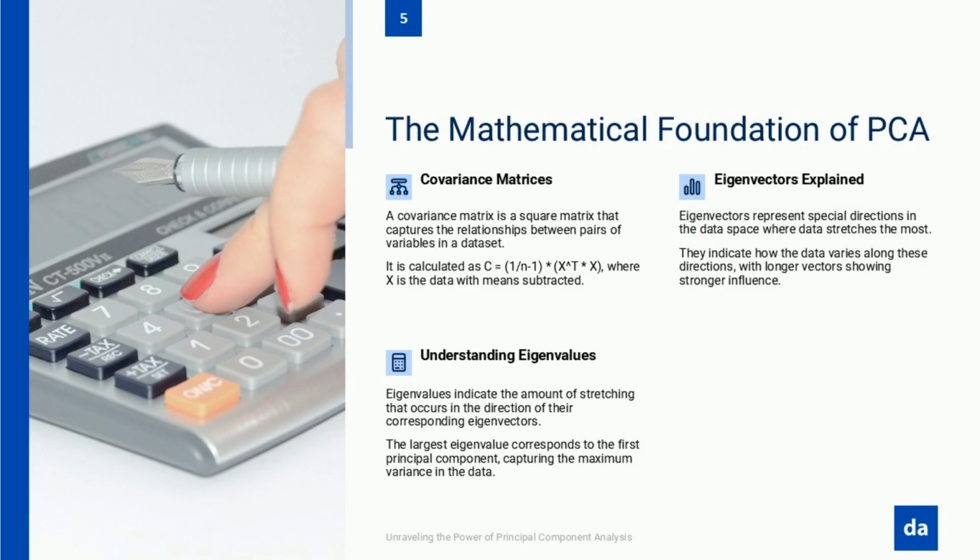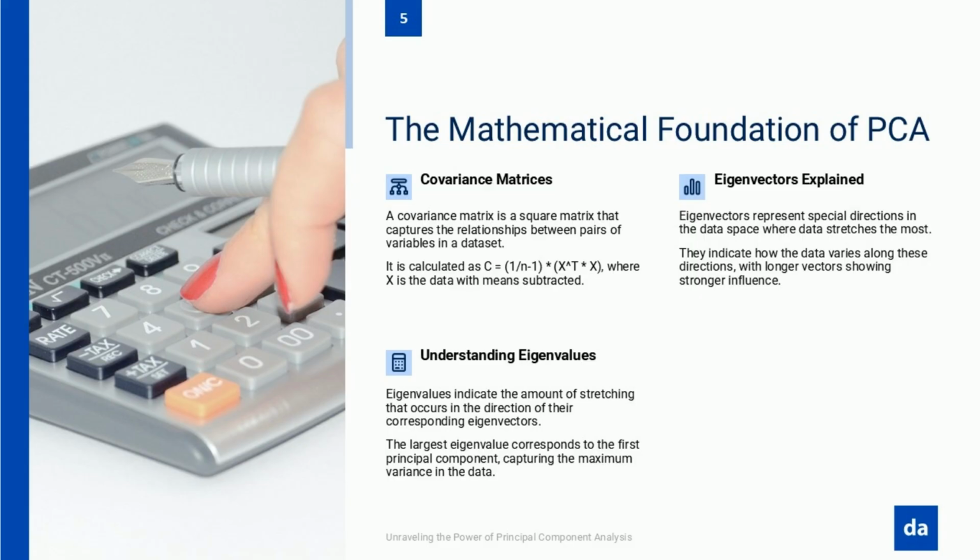Eigenvalue decomposition of the covariance matrix, which we've been discussing, and singular value decomposition, SVD, of the original data matrix. While both approaches yield identical results, SVD is often preferred in practice for its numerical stability, especially when dealing with high-dimensional datasets. What's fascinating is that this mathematical foundation wasn't developed specifically for data analysis.